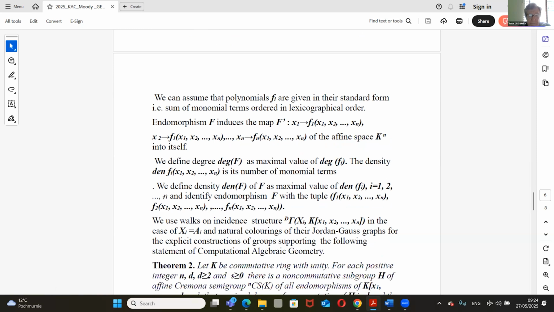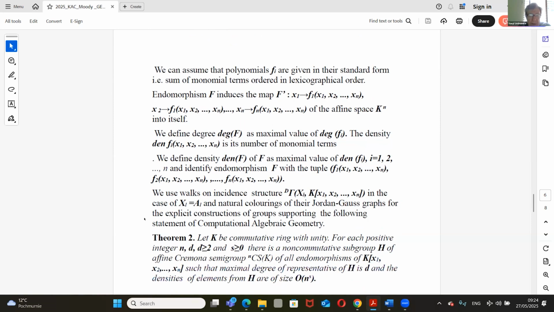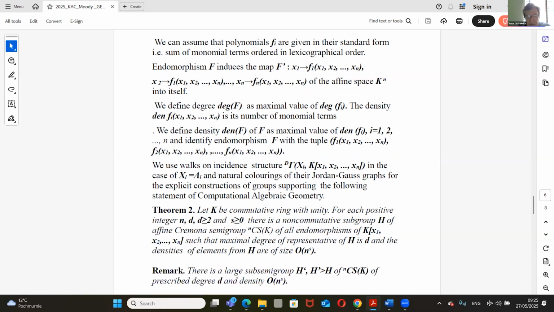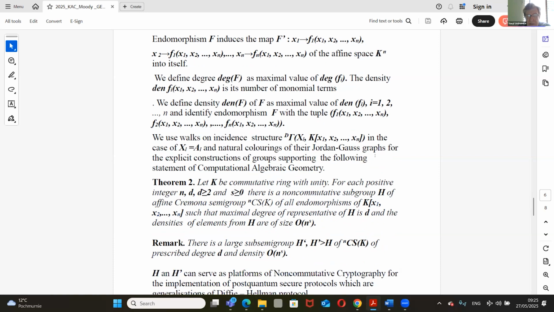So we have degree and density of f here, and we can use the incidence structure that I presented of kind gamma dxl. Here I select a special form for the ring K. This is the multivariate ring K[x1, x2, ..., xn], which is of course an infinite one. Then in the simplest case, xl equals al, and we get the following result of computational algebraic geometry.